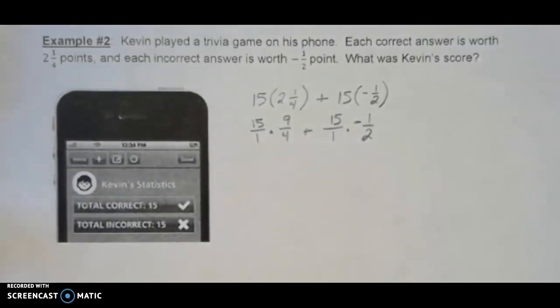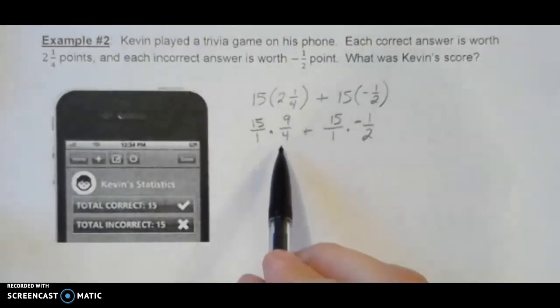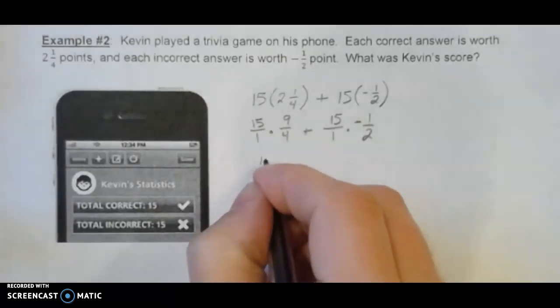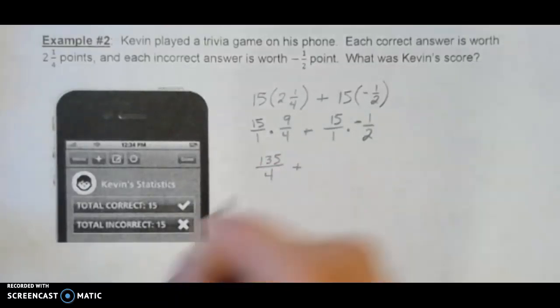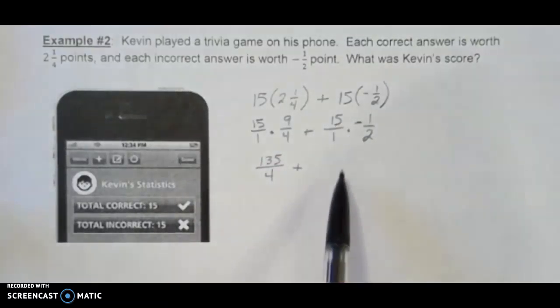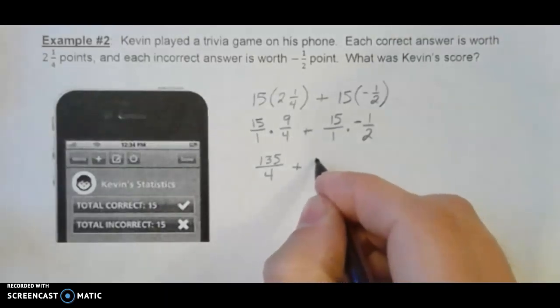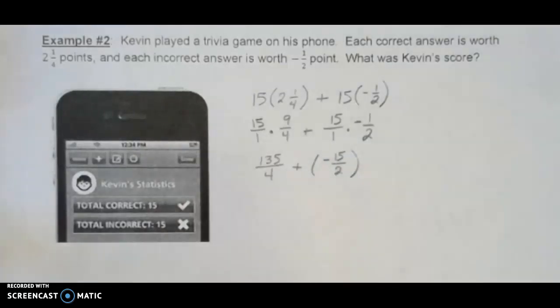All right, and now I'm going to do my multiplications. 15 times 9 over 4, nothing simplifies, so I'm just going to multiply. That's going to be 135 over 4 plus 15 over 1 times -1/2. Again, nothing simplifies, so I'm going to just multiply those together, and that's going to give me -15 over 2.